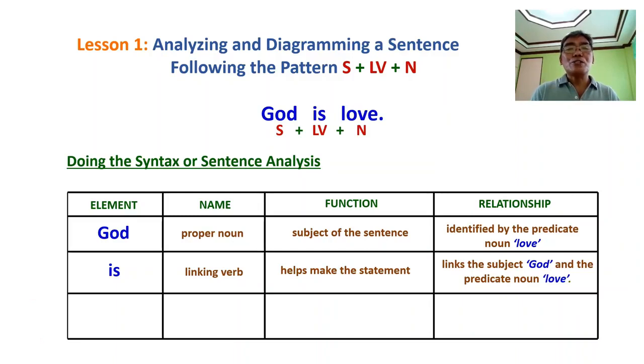This verb is also in the present tense because the sentence is expressing a general truth, and that general truth is that God is love. This verb is also in singular number, making itself agree with our subject God. So both words, God and is, are in singular number.